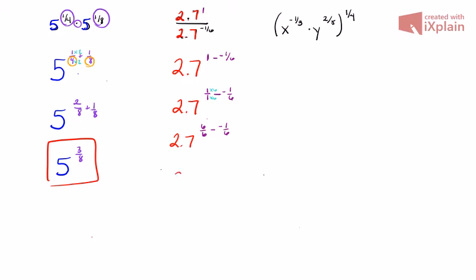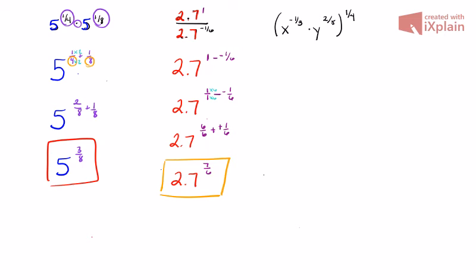So my final solution will be 2.7 raised to, well, what we want to note here is that a negative and a negative together will make it positive. So this is going to be raised to the 7/6 power. And again, here is my answer.